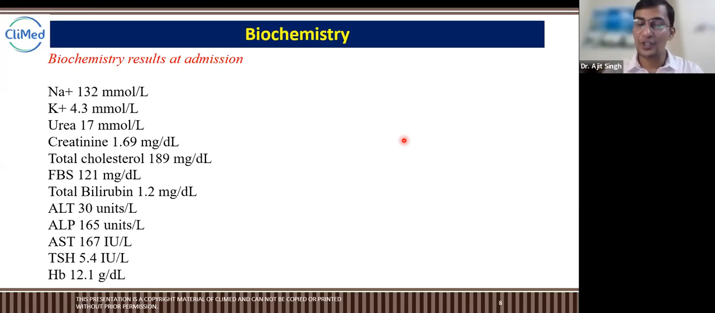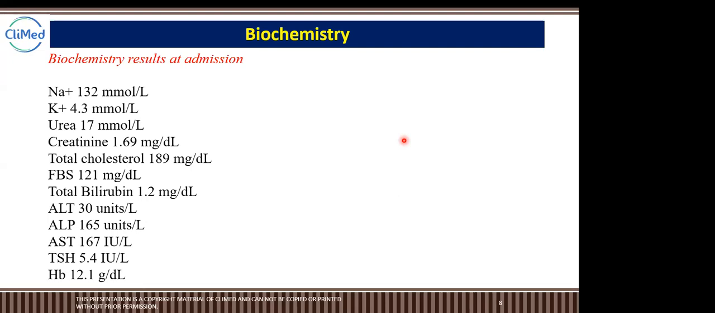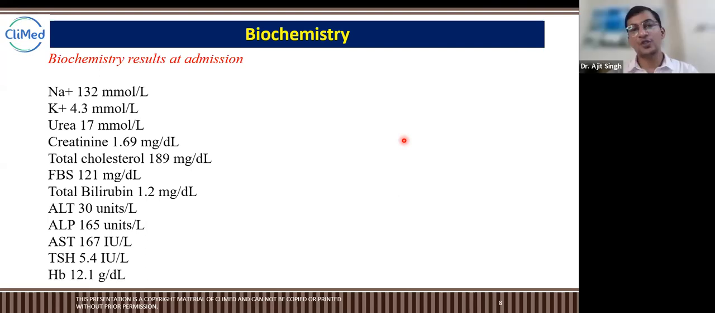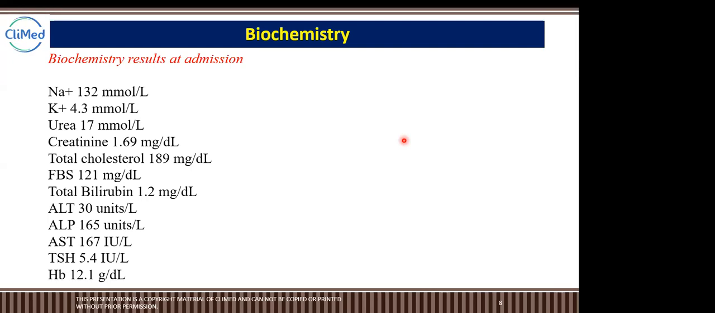How many are supporting 1.2 and how many are supporting 1.5? What is the right number? 0.6 to 1.2 is the right number. Okay, 0.6 to 1.2 mg per dl is the normal level of creatinine. But sir, the normal level of creatinine is measured from the baseline, so it can differ from person to person.